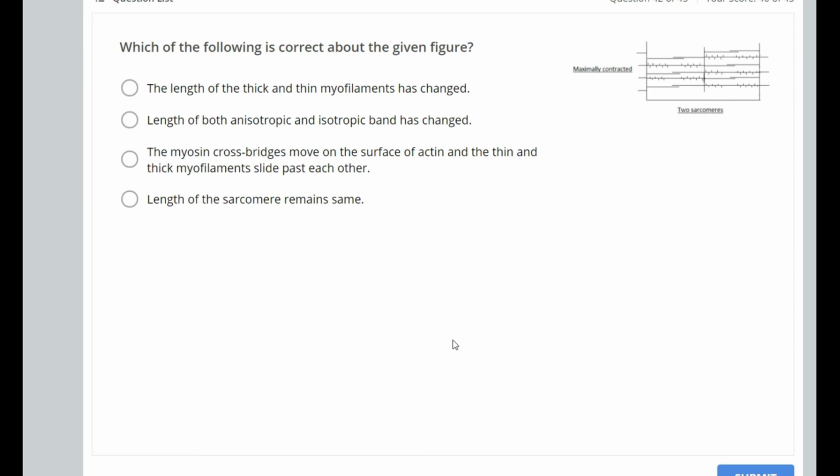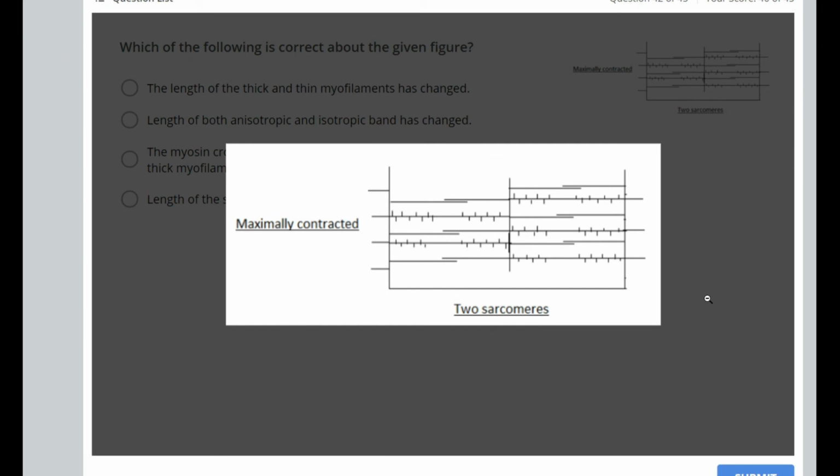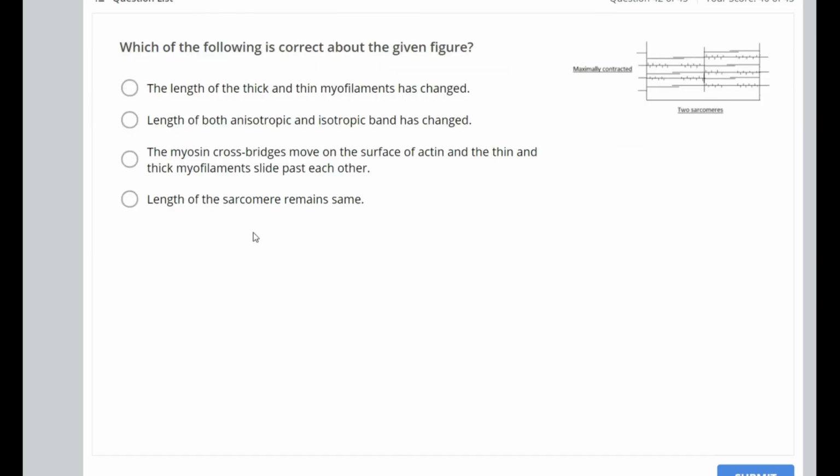Forty-second question. Which of the following is correct about the given figure? Look at the figure. Option A is the length of the thick and thin myofilaments has changed. Option B, length of both anisotropic and isotropic band has changed. Third option, the myosin cross bridges move on the surface of actin, and the thin and thick myofilaments slide past each other. Fourth one, the length of the sarcomere remains the same. The right answer is option C.